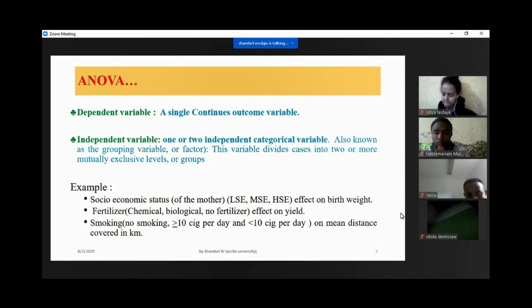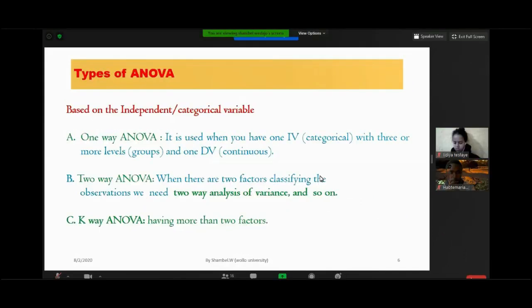If you add the marital status of the mother, being married or not married, so that you have just another category, in such a case we can have three-way ANOVA, and so on. Three-way ANOVA, four-way ANOVA. More than two-way, we can say K-way ANOVA.